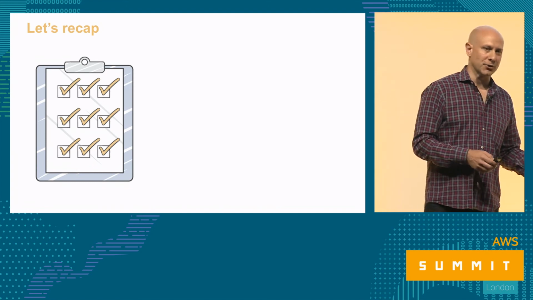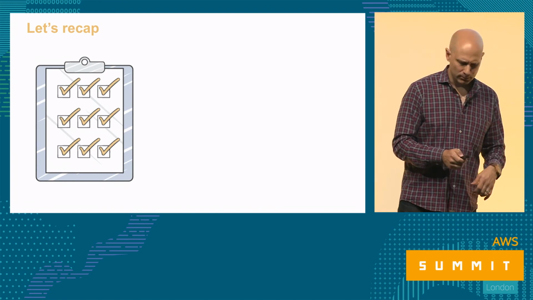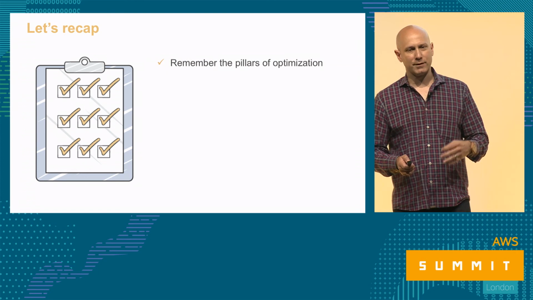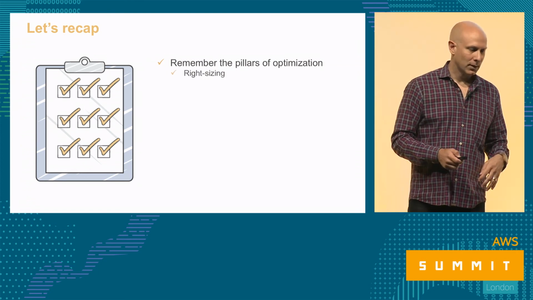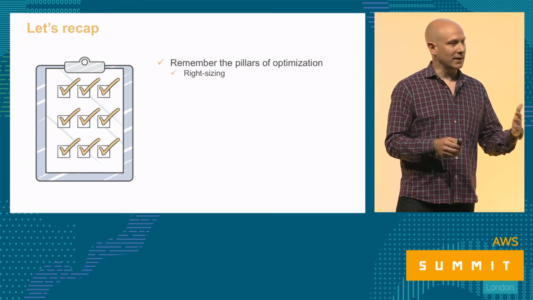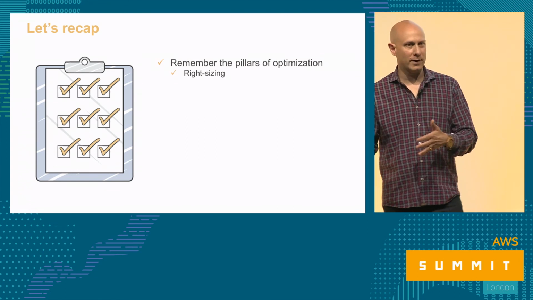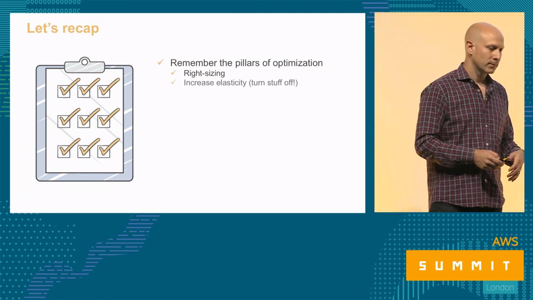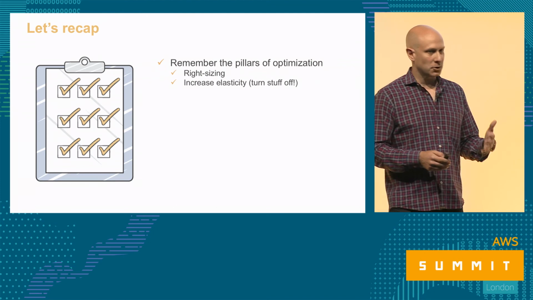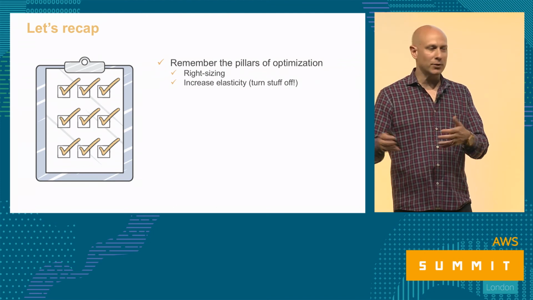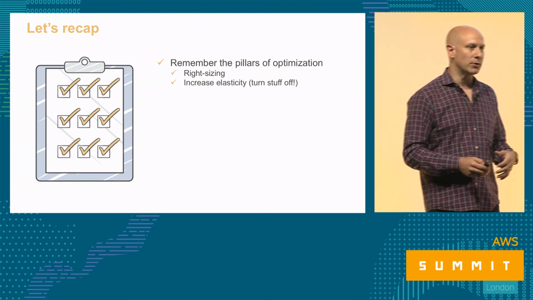So because I want to leave time for questions, I'm going to recap what I've gone over here. I mentioned there were pillars of optimization. There were 4 of them. So right sizing, that's picking exactly as much instance and no more than you need for your application. Increasing elasticity. So again, this doesn't just mean scaling up when you need it. It means scaling down when you don't.